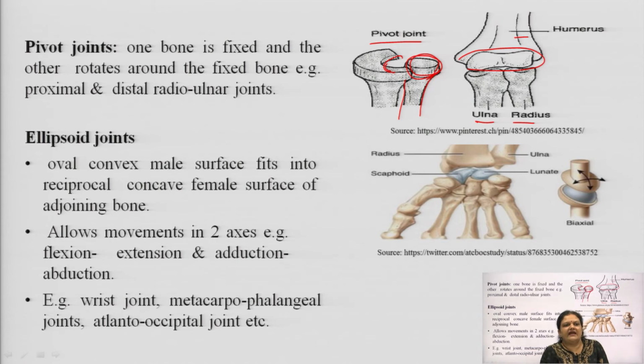And another example is adduction and abduction. So students, adduction means, see me, this is adduction, how I move my hand toward the trunk area of my body, and this is abduction, away from my body, the trunk area. This motion is abduction, this motion is adduction. And examples of the ellipsoid joint are the wrist joint, the metacarpophalangeal joint, and the atlanto-occipital joint, etc.